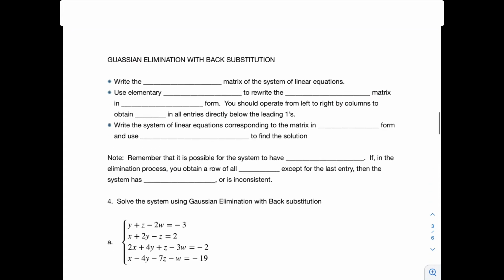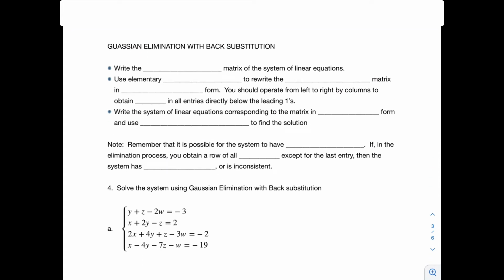Now that we have this background information, we're finally ready to learn our first method for solving systems of equations. The full name is Gaussian Elimination with back substitution, usually just called Gaussian Elimination for short. In order to do this method, the first thing you do is take a system of equations and write the augmented matrix for that system. So step 1: convert the system of equations into an augmented matrix.